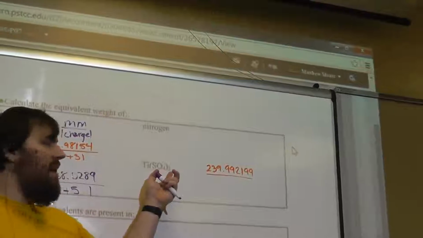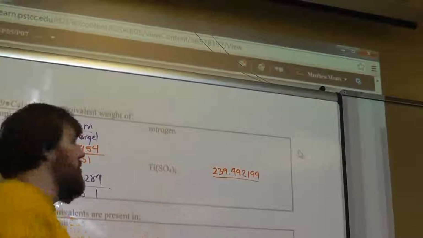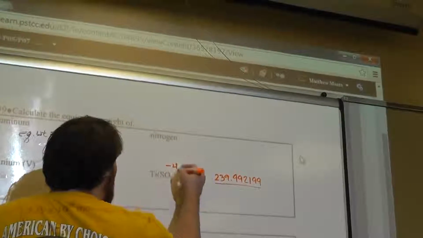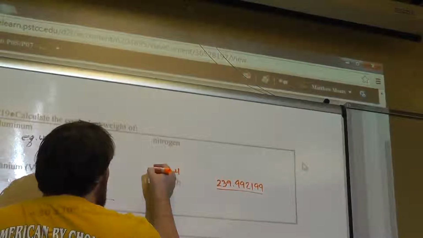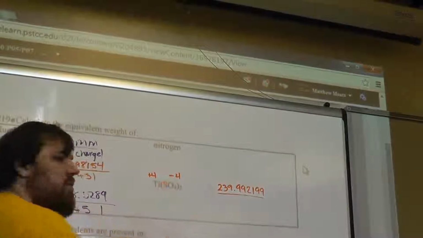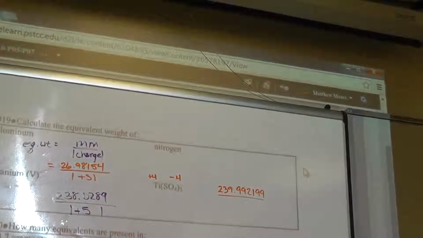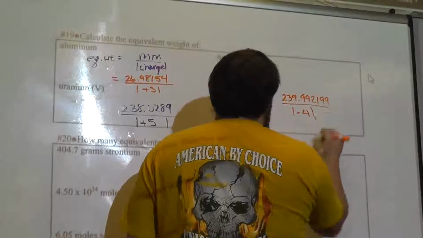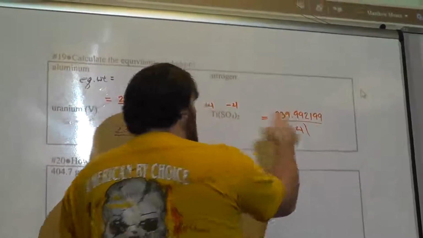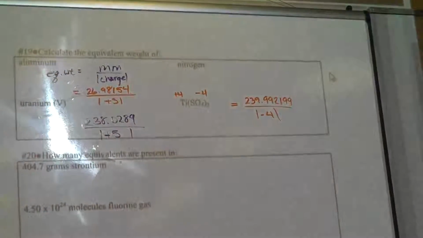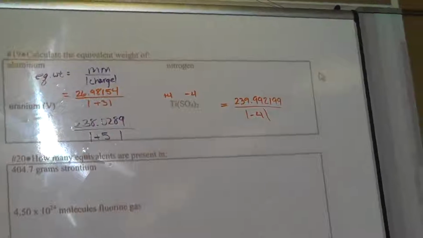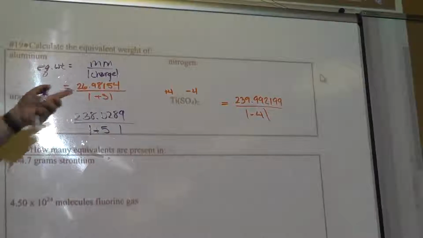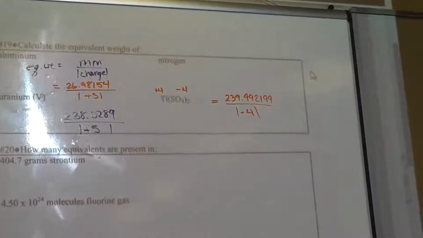2. -2, but I have how many of them? 2. So you can either use the -4 from the sulfate, or you know this titanium has to be a +4. You can use either one, the absolute value of either one is going to be exactly the same. So let's use the negative just to be different. We haven't used a negative yet. And then that's going to give you the equivalent weight of that compound. So these were individual metals, individual elements, and then that's the equivalent weight of a compound.